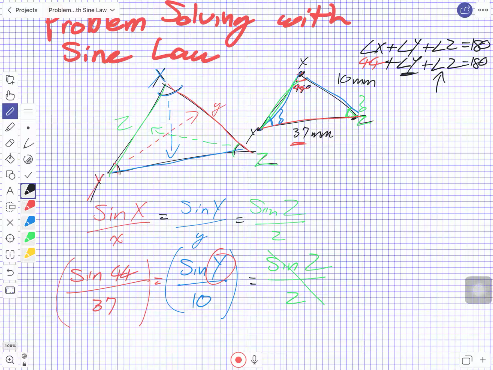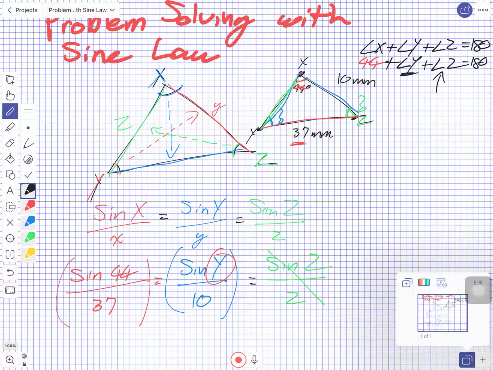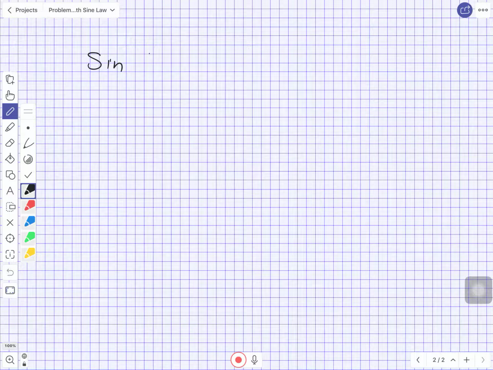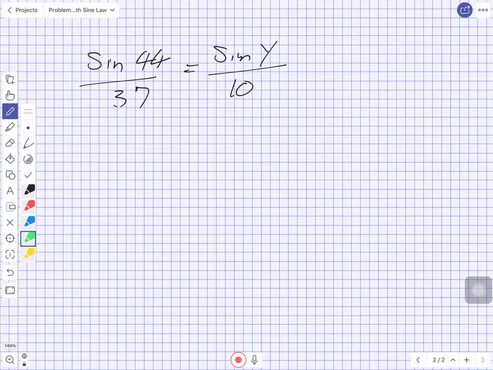Okay, so let's go back to this. Let's make sine 44. Let's go to our next page here. Make a new page. So we had sine 44 over 37 was equal to sine of angle y, which was unknown, over 10. Great. What I want to do now is isolate this y.